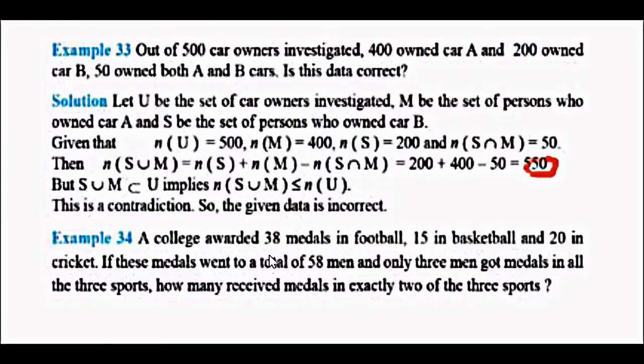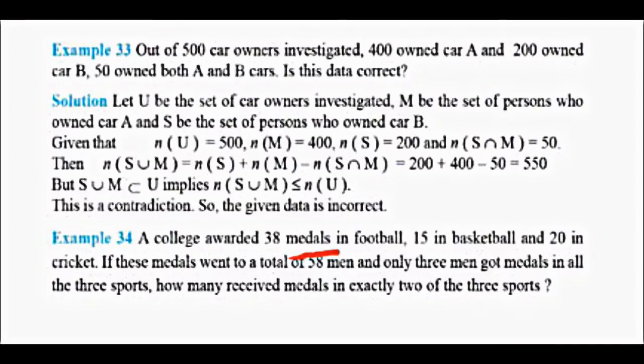Next is, a college awarded 38 medals in football. So for F, we have 38. Then basketball, B is 15, 20 in cricket. So C is our cricket. These medals went to a total of 58 men, so the total is 58. Only 3 men got medals in all the 3 sports. 3 is the intersection of all these 3. How many received medals in exactly 2 of these sports? So let us see.